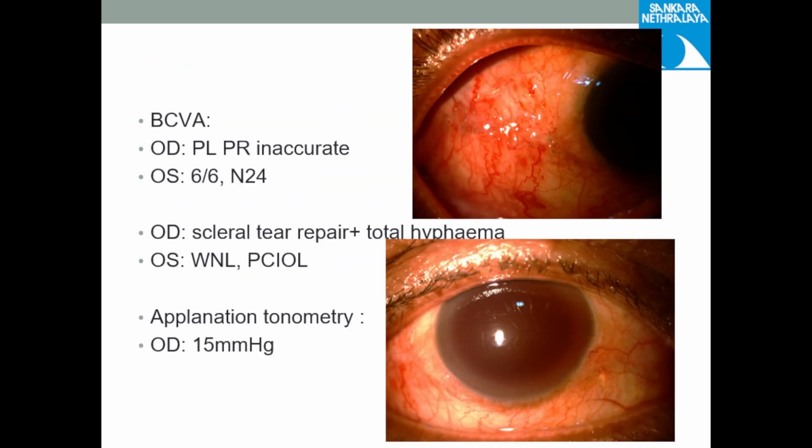Upon examination, his best corrected visual acuity was PL PR inaccurate in the right eye and 6/6 in the left eye, with IOP of 24. In the right eye, scleral tear repair was done, but it was a total hyphema, so nothing could be visualized and we had to do USG. The left eye was within normal limits, a pseudophakic eye. Applanation tonometry in the right eye was 15 millimeters of mercury. So, next.